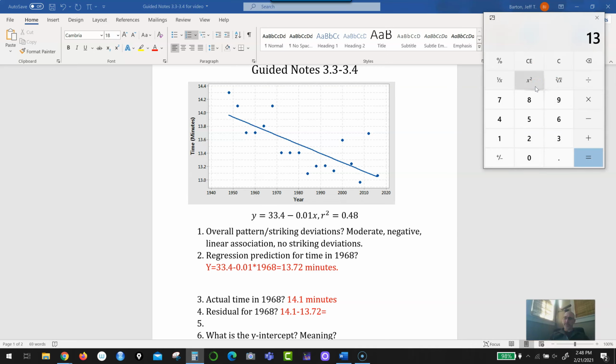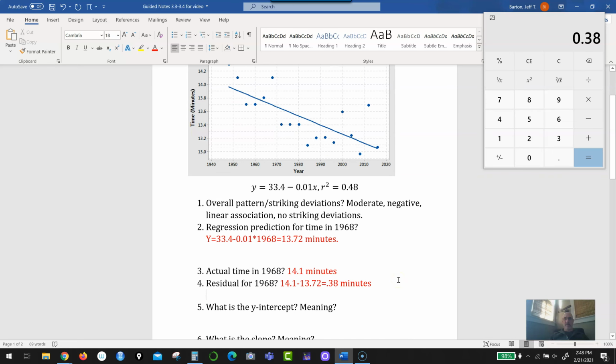14.1 minus 13.72, so 0.38 minutes is the residual. Don't need that. All right, now what about the y-intercept?